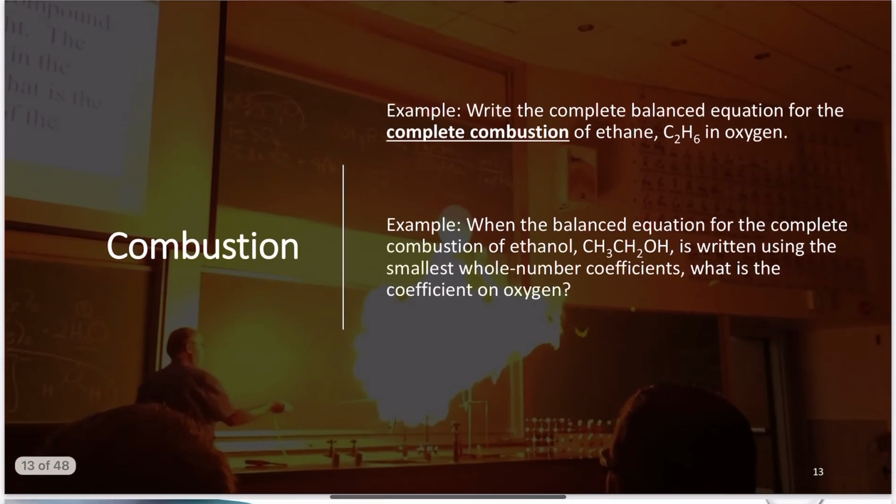So, two examples. Number 1, write the complete balanced equation for the complete combustion of ethane, C2H6, and oxygen.